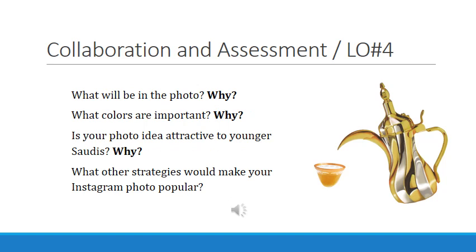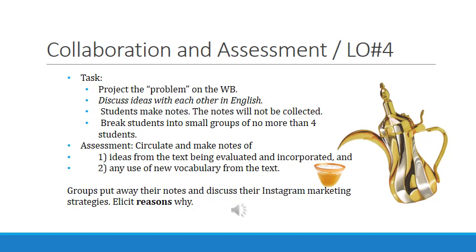Here are several questions that students can use to help them discuss their ideas. And you can see I'm particularly interested in the reasons why students choose what they do. The activity itself refers back to objective number 4, which is evaluating information from the text in the light of Saudi cultural values. So I'm hoping that they will refer back to the text and some of the ideas in the text and adapt them to the Saudi social context.